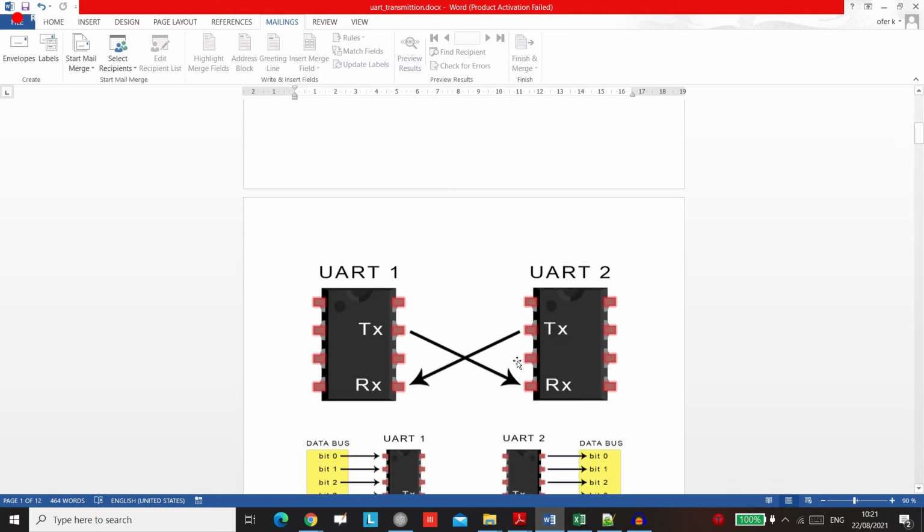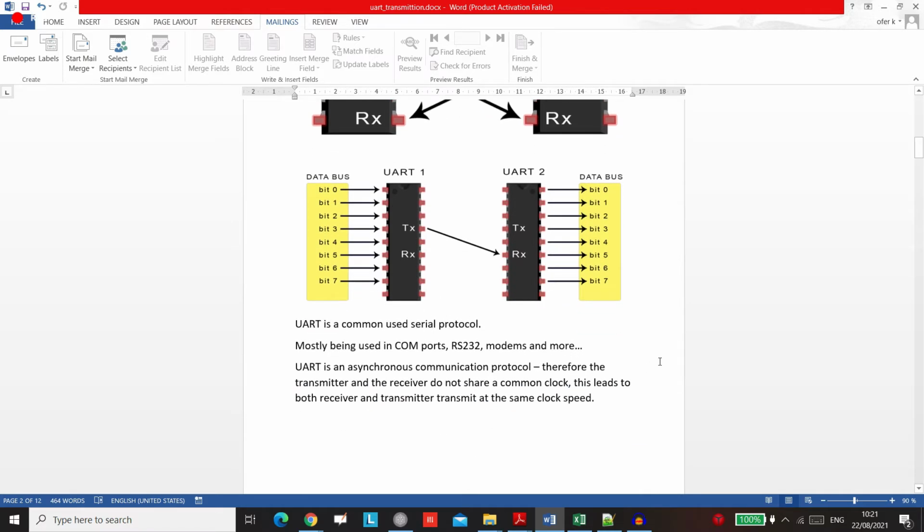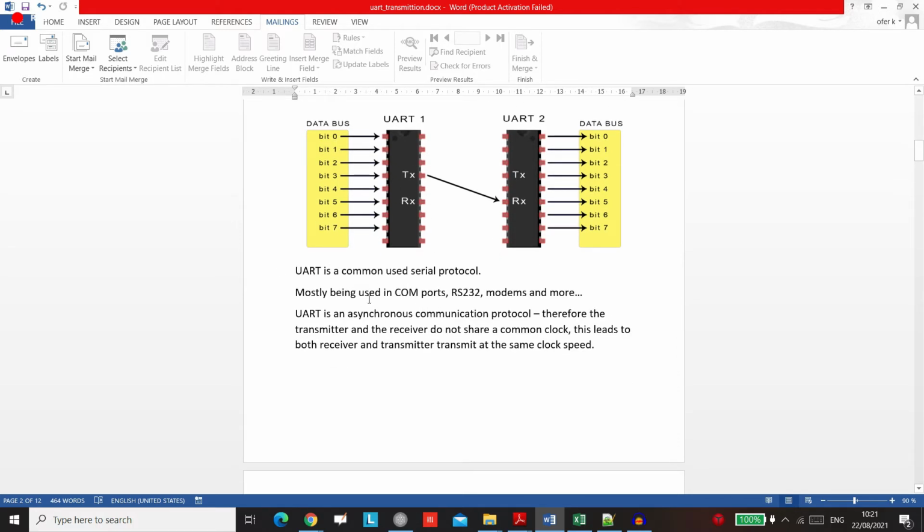Let's take a look. This is how it's actually connected between two components. If we are not thinking right now about the FPGA world, we have two components. They can speak with each other in a UART protocol, serial communication. It's a commonly used serial protocol. Mostly it's used in your PC, in your COM ports, in RS-232, modems, and more.